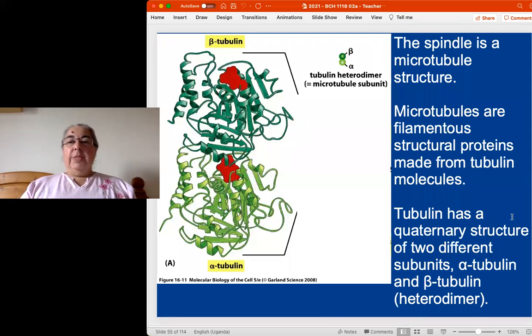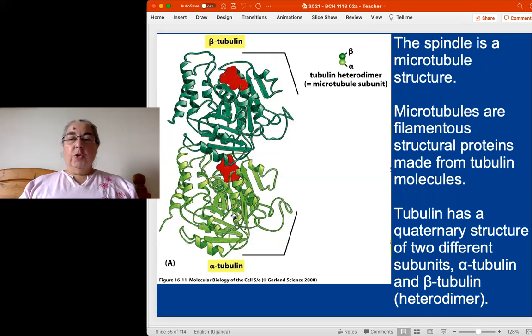So the spindle is made of microtubules, and microtubules are made of a protein called tubulin. I hope that you've already seen or attended the lecture about protein structure, so you know what I'm talking about when I talk about quaternary structure and so on. If you don't, please make sure that you do watch that lecture and know about it.